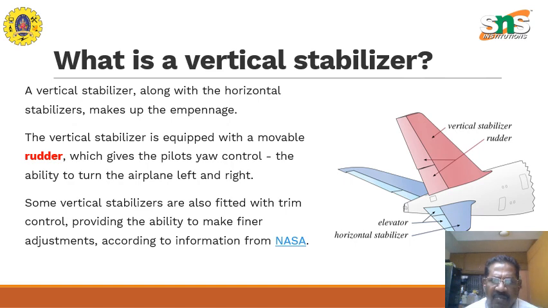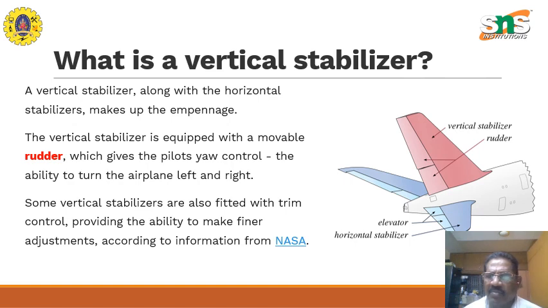The vertical stabilizer along with the horizontal stabilizer makes up the entire thing called the empennage. The vertical stabilizer is equipped with a movable rudder, which gives the pilot yaw control, the ability to turn the airplane left and right. Some of the vertical stabilizers are also fitted with trim control, providing the ability to make finer adjustments.